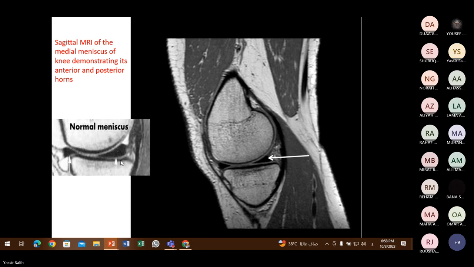This is normal meniscus. Look to it. Look to this. Anterior and posterior horn of medial meniscus. There is no medial meniscus case.